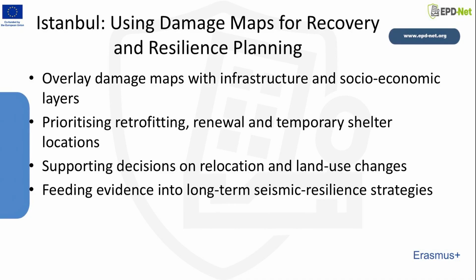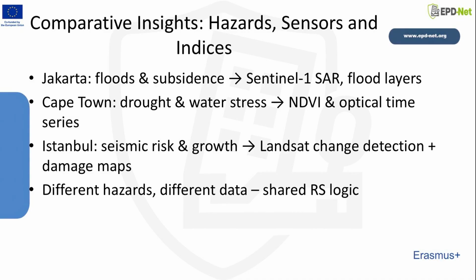In some cases, repeated damage assessments from different events can highlight systematically fragile building types or areas, providing evidence for more stringent building regulations, targeted incentive programs or, where necessary, gradual relocation and land use changes. In this way, remote sensing-based damage assessment becomes part of a broader seismic resilience strategy instead of remaining a purely emergency response tool. We compare the technical approaches across Jakarta, Cape Town and Istanbul.